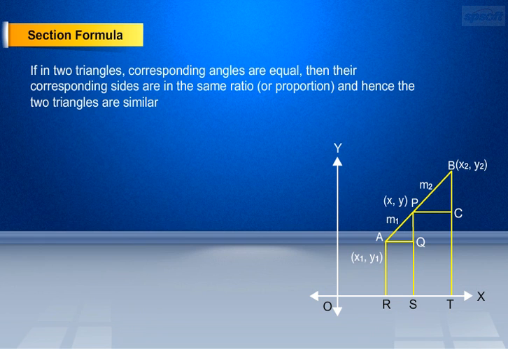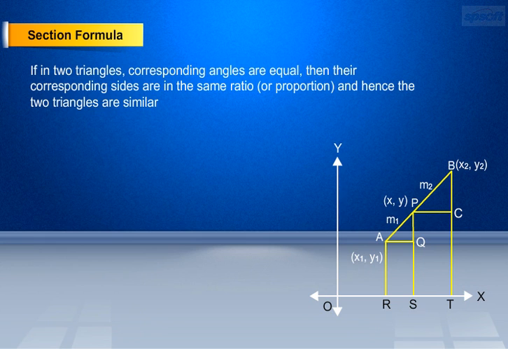From the figure, ARSQ is a rectangle. Therefore we have AQ equals RS. From the figure we can see that RS equals OS minus OR. As OS equals x and OR equals x1, therefore RS equals x minus x1. This implies that AQ equals x minus x1, since AQ equals RS.